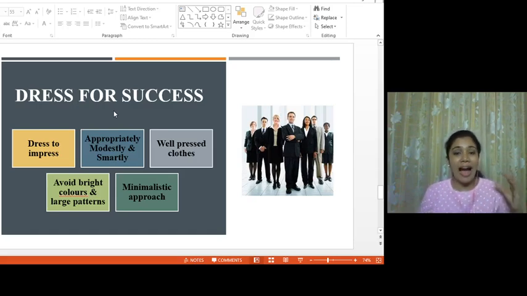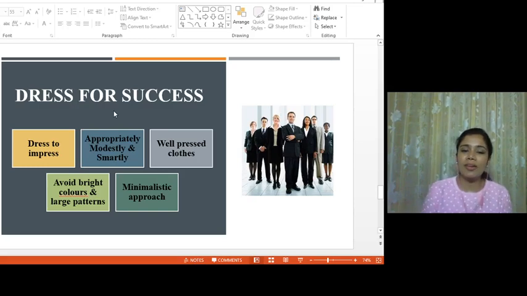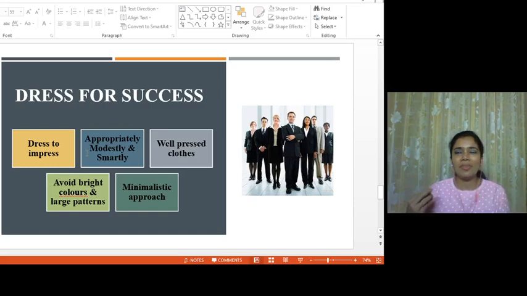Okay, you should be at ease wearing that costume. You should be at ease with the attire that you are wearing. So the purpose is definitely to impress, but make sure that though the purpose is to impress, it doesn't mean that you can wear anything. You can wear all that catchy, fancy dresses with overly bright colors, with large designs and all that. Avoid all that.